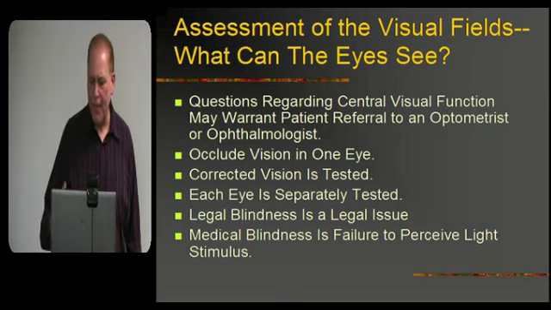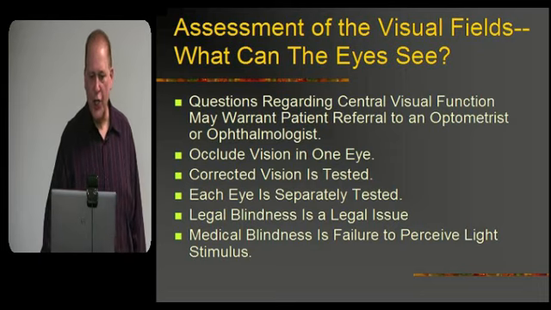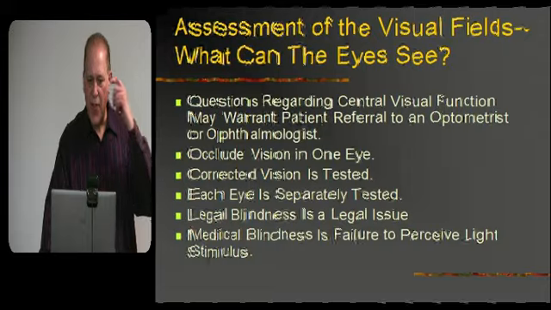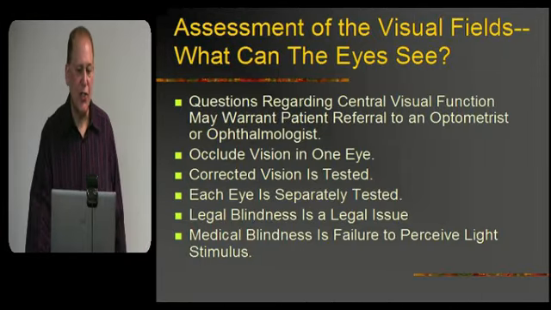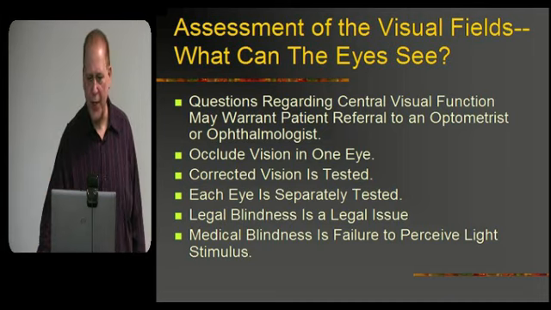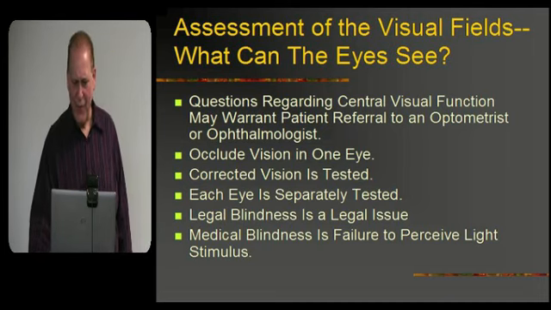So in neurological terms, blindness is complete absence of the perception of light in an eye. But in legal terms, blindness is described differently, and usually 20/200 is legally blind. I might have a different number coming up in a slide here, but that's my recollection.